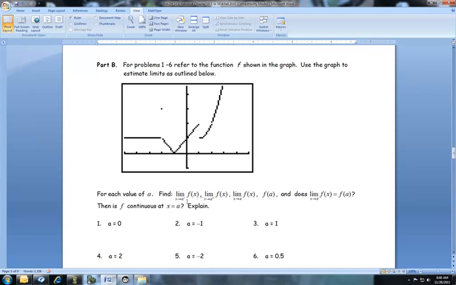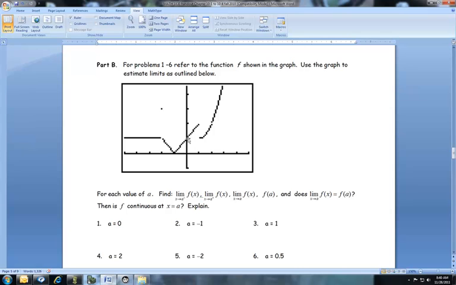So the limit of my function as x approaches 0 from the left, it looks like it's going to be 1. Coming in from the right, it's going to be 1. So the limit of my function as x approaches 0 is going to equal 1. f of 0, if you'll notice, the actual functional value is right here at 1. Now the limit of f of x as x approaches 0 is equal to f of 0, since both of those are equal to 1.